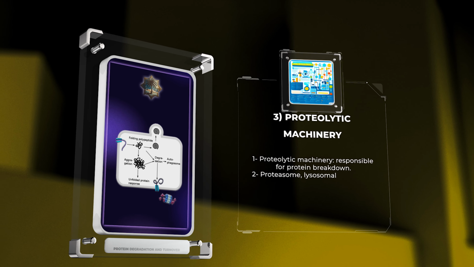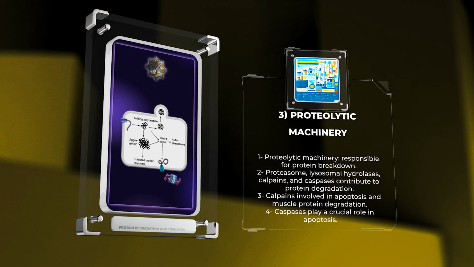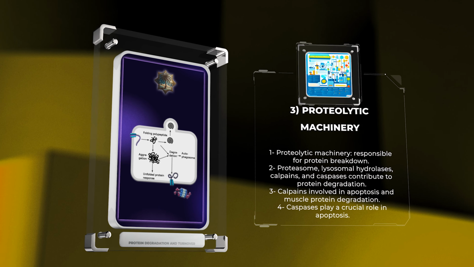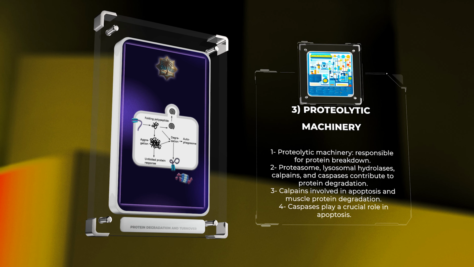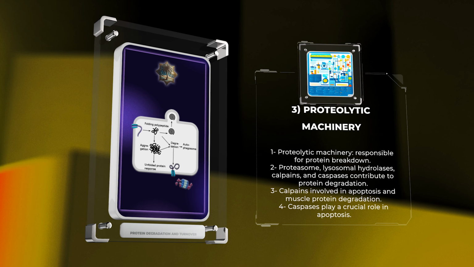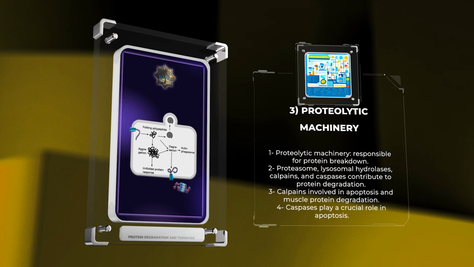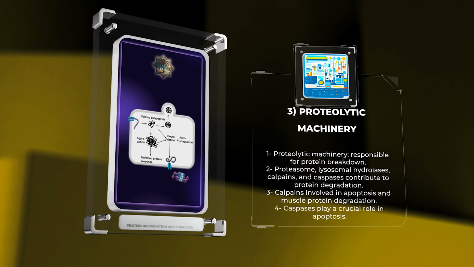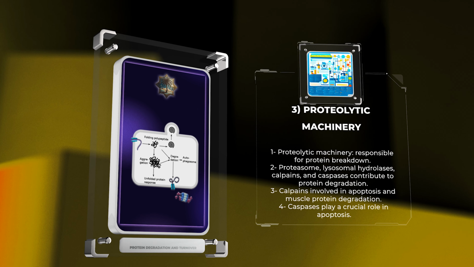The proteolytic machinery consists of various enzymes responsible for the breakdown of proteins. Along with the proteasome and lysosomal hydrolysis, other proteases such as calpains and caspases contribute to protein degradation. Calpains are calcium-dependent proteases involved in cellular processes like apoptosis and muscle protein degradation. Caspases, on the other hand, play a crucial role in programmed cell death or apoptosis.